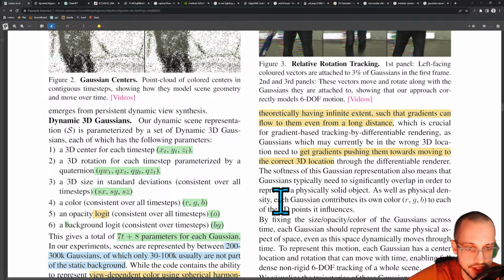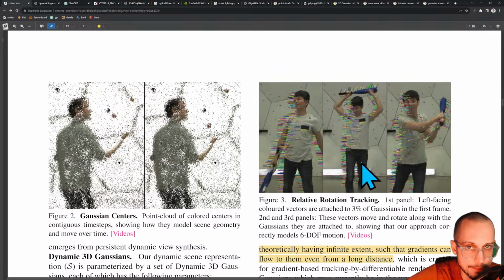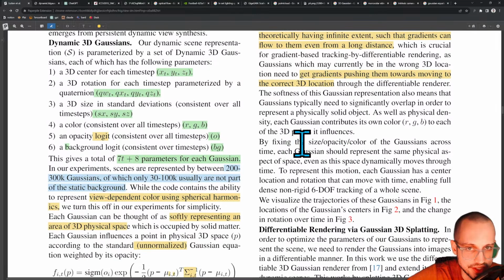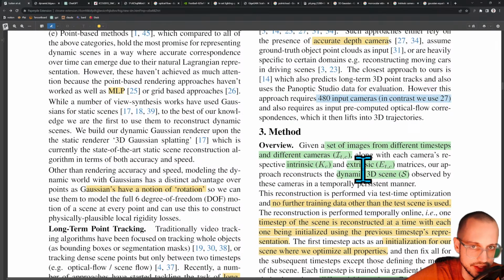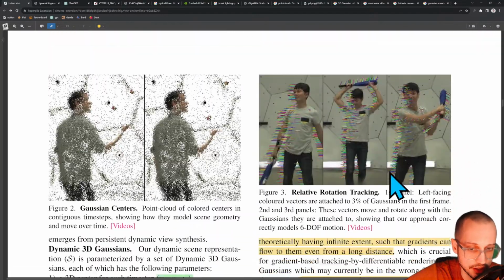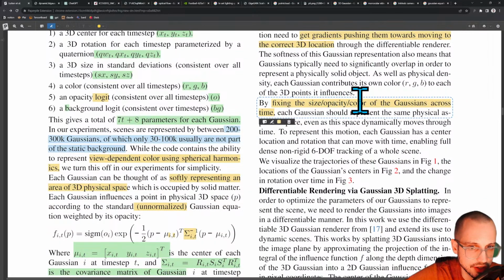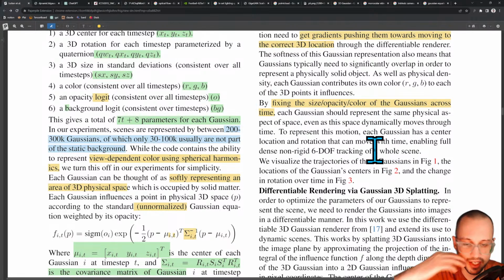As well as physical density, each Gaussian contributes its own color to each of the 3D points it influences. Okay. By fixing the size, opacity, and color of the Gaussians across time, which is another strong assumption. You know, there's a lot of strong assumptions in this paper. The extrinsic matrices being known for every single camera, that's pretty strong. The size, opacity, and color of the Gaussians staying exactly the same, also pretty strong. But if you didn't have these strong assumptions, you just couldn't do anything. So they're just doing the best they can.